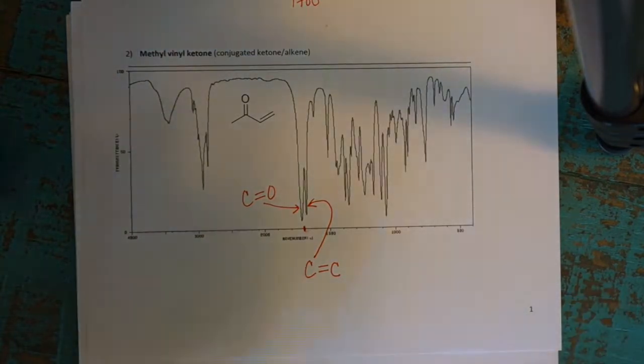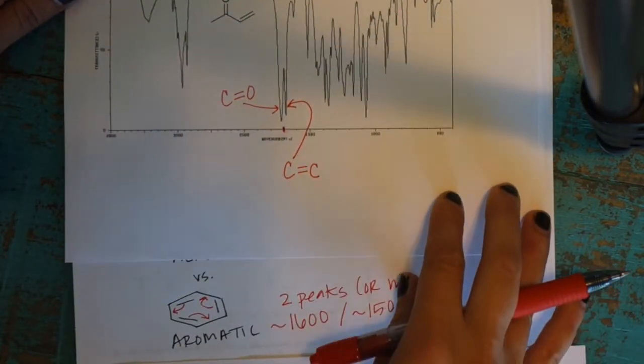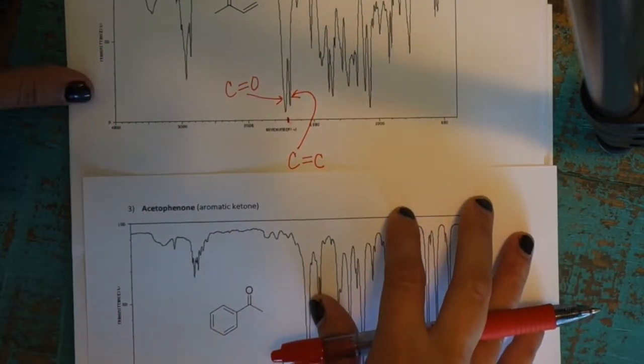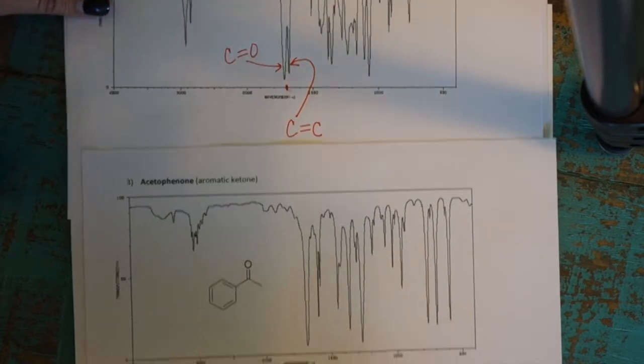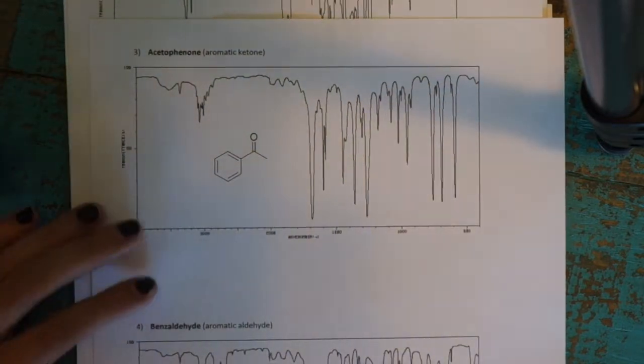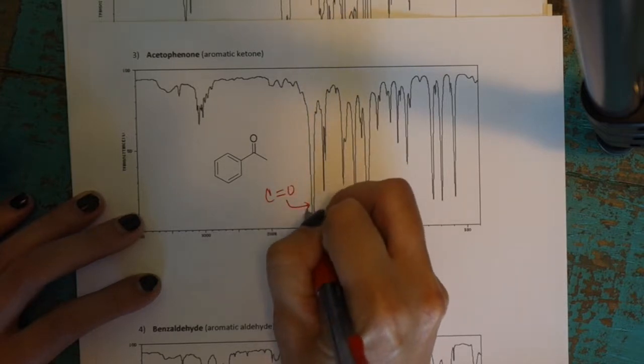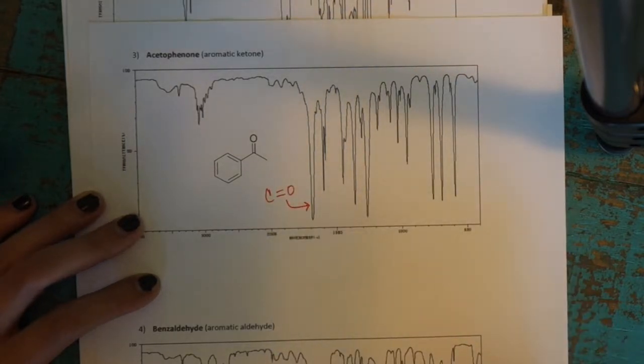So on your next page for your sample spectra, there's an example of an aromatic compound. So another ketone, just to compare what we're seeing here. I'm going to move this one up. In contrast to the one above, we still see our strong, sharp carbonyl peak here at 1700.